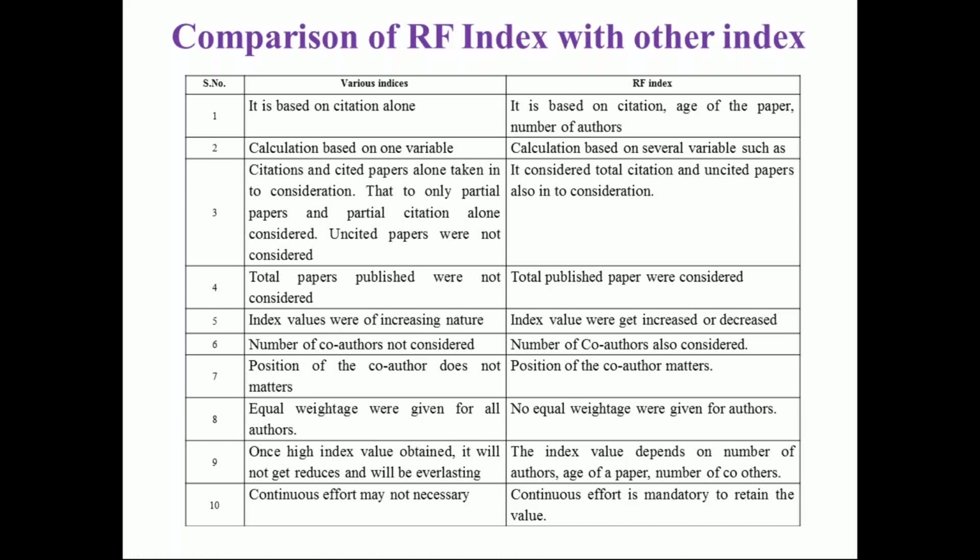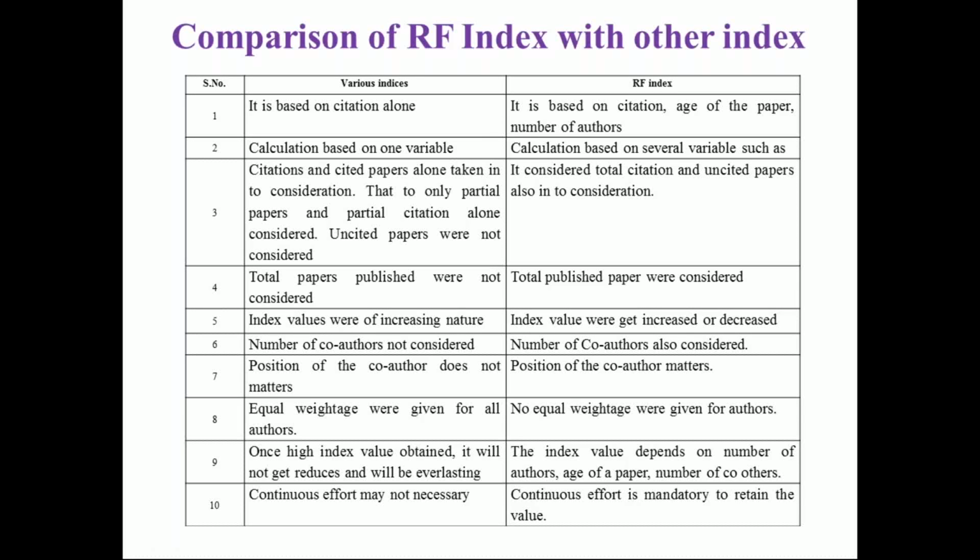Besides, other citations are ignored. Uncited papers are not considered at all. That means if a person provided 230 papers and only 20 papers are cited, what is the reason for the remaining uncited papers? That type of evaluation may not be there in the case of other indexes. In the case of the RF index, it considers total citations and uncited papers also.